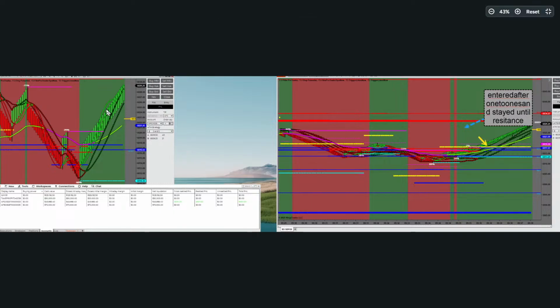Odds favorable, clear path. I'm going to get in above trouble and stay in until resistance. The exact same thing we talked about. Sid did live. Momentum and path. Find a way. Beautiful trade, Sid. Beautiful trade.